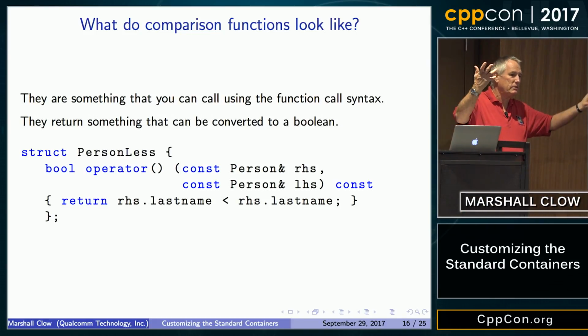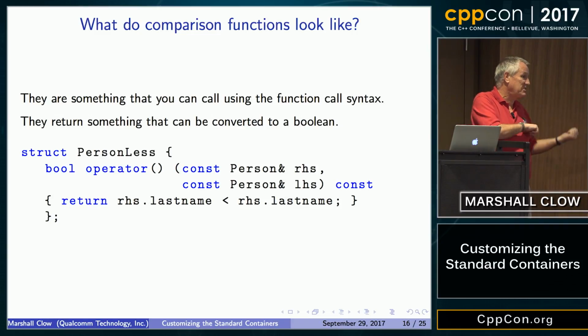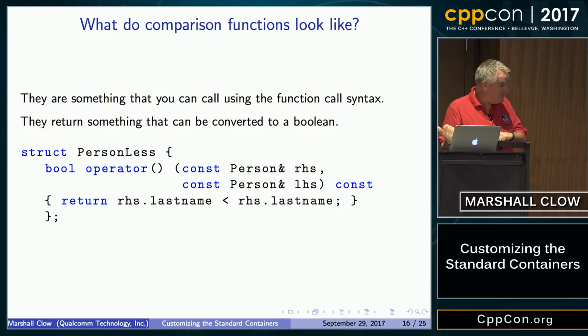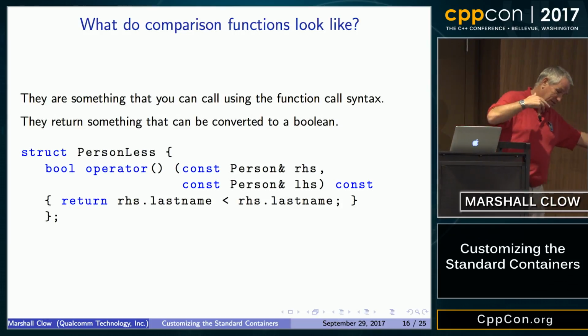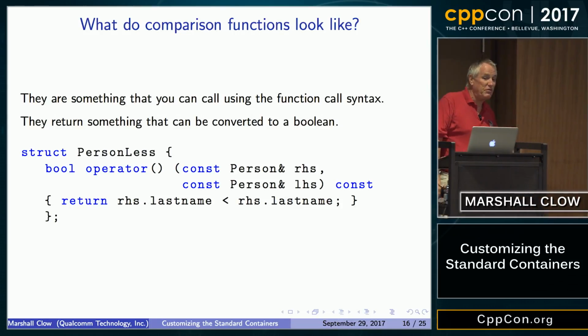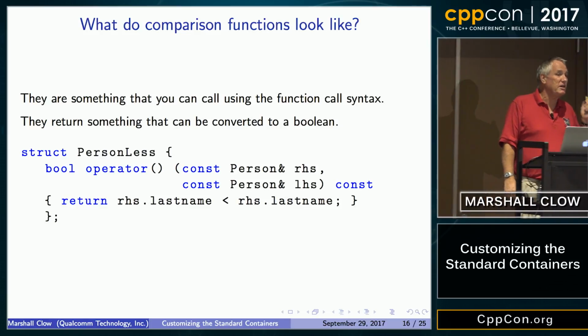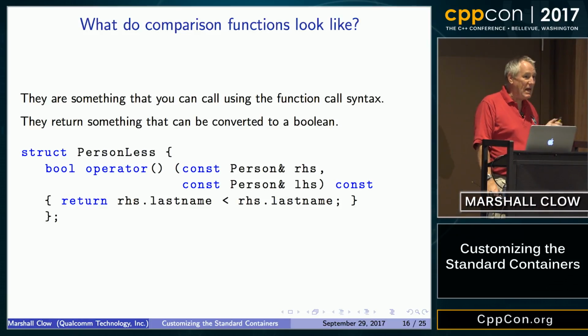Strict weak ordering, right? What is strict weak ordering? It means that your function has to be irreflexive and asymmetric. If X is less than Y, Y can't be less than X. They can both be false, that's fine. Think of 3 and 3. 3 is not less than 3, and 3 is not less than 3. And it's transitive. If 2 is less than 4 and 4 is less than 8, then 2 is less than 8. If your comparison function does not implement a strict weak ordering, bad things will happen.